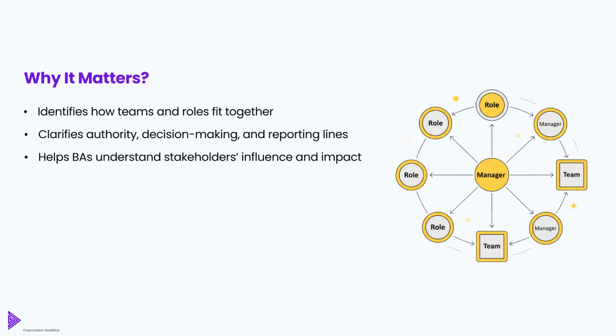Clarifies authority, decision making, and reporting lines. Projects slow down fast when no one knows who can approve what. By visualizing reporting lines, you can see exactly where authorizations sit and avoid messy escalation paths. Helps BAs understand stakeholders' influence and impact. Not all stakeholders carry the same weight. This technique highlights influencers, decision makers, and key players so you can engage the right people from the very beginning.